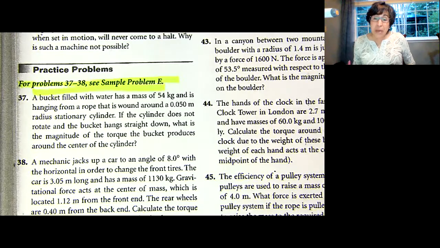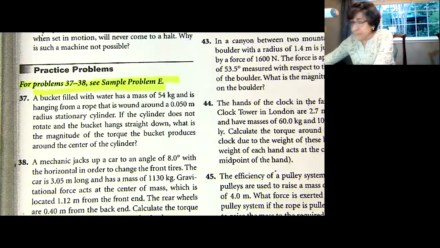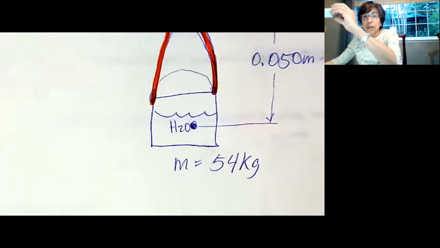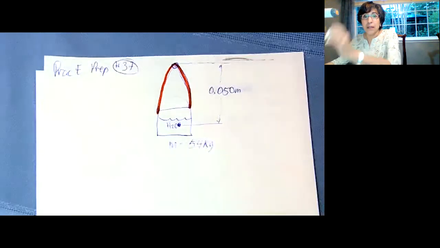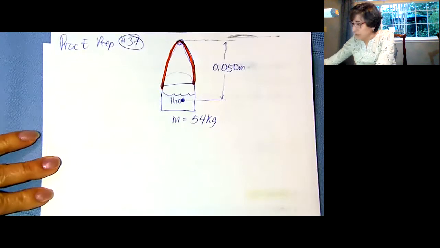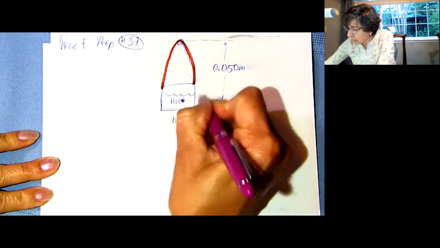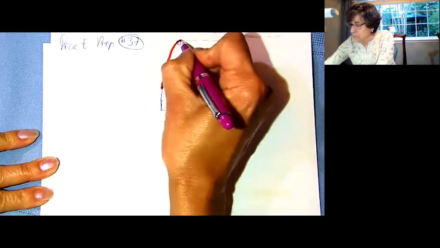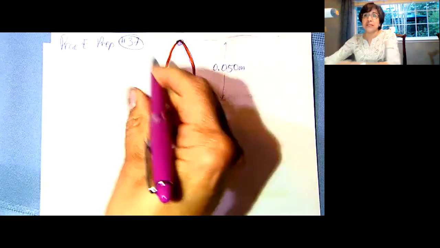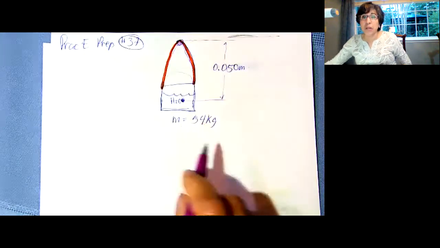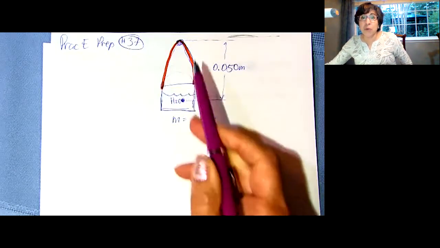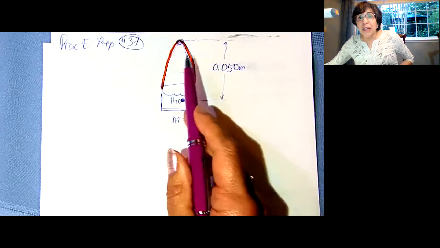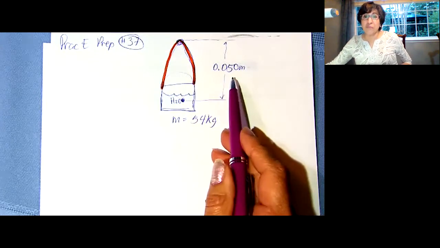So yes, I recommend you doing a picture, and you don't have to be an artist, as you can see from mine. All right, so here's my picture of my bucket of water. Not a very nice bucket. And here's the rope that it's hanging on. So you're going to have to picture that this rod is sticking straight out, and the rope is around that rod. And they tell you the radial distance to the bucket is 0.05 meters.